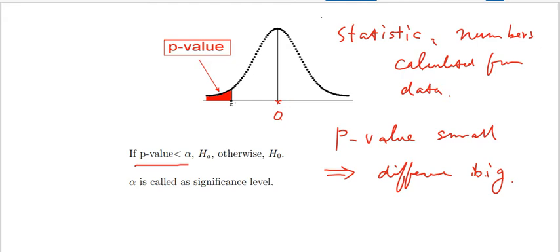We're given a number alpha. This number is called the significance level. Okay, significance level. So we use this alpha to compare with the p-value: p-value less than alpha. So we can say this p-value is small. Small means the difference is big, right? So using this, we can make the decision.